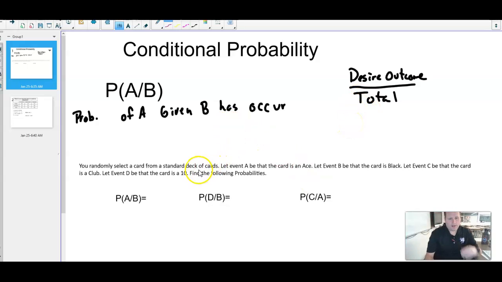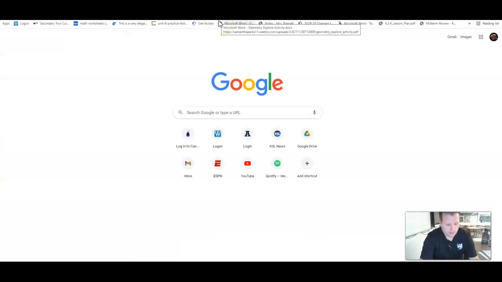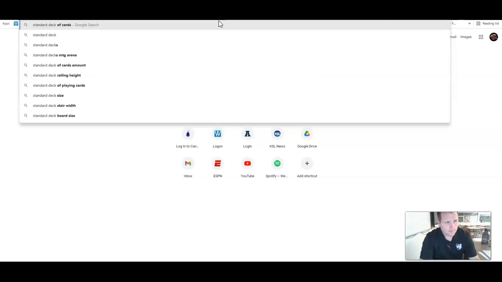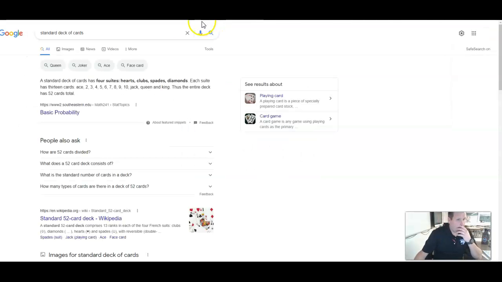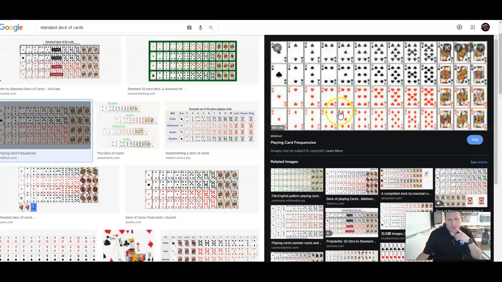Okay. So if I look at a standard deck of cards, if you're not familiar with that, you can probably just Google standard deck of cards. It'll show you. There are 52 cards in that standard deck. It might be helpful to know what's in a deck of cards if you're not sure. You can go to the images and it'll show you.